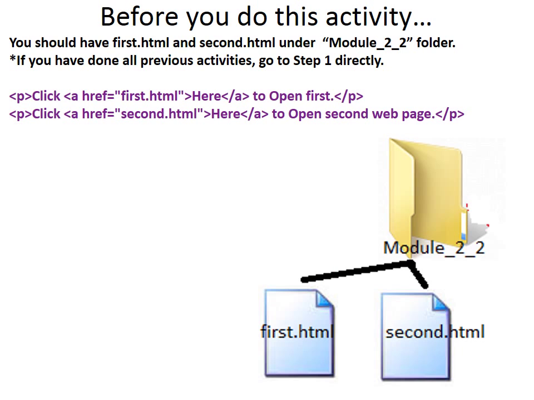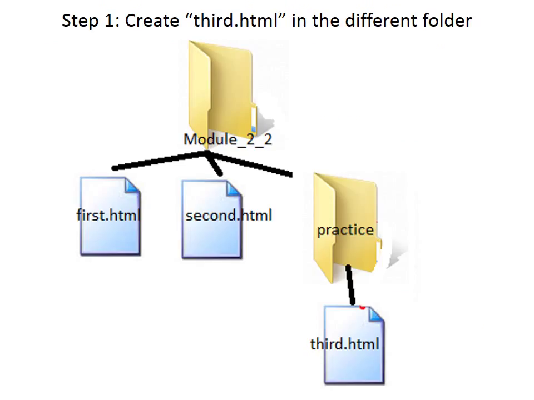Relative path. Before you do this activity, you should understand the folder structure. First.html and second.html are under the same folder, module 2-2. Then you can use anchor with href with the file name only. If you have another file inside a subfolder, then you need to add more things in the file path.